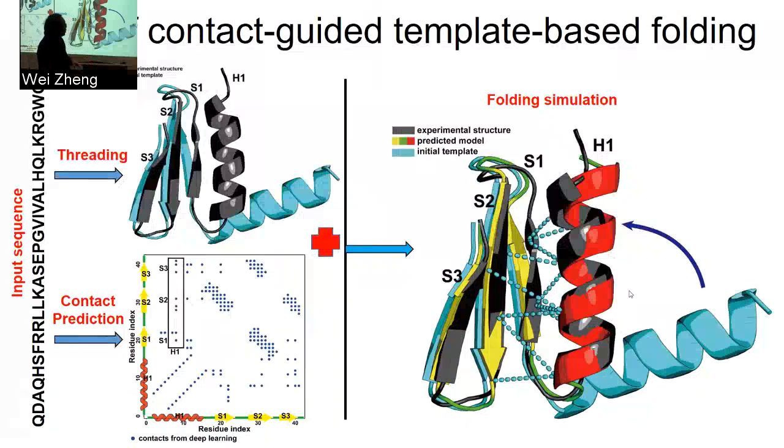But if we can predict the contact information between this helix and this beta strand from the sequence, then during the folding simulation, we can pull this helix close to this beta strand to form this predicted contact. Then you will get the final model, shown in red and yellow color. So this is the key idea of why we want to introduce the contact to the template-based method.